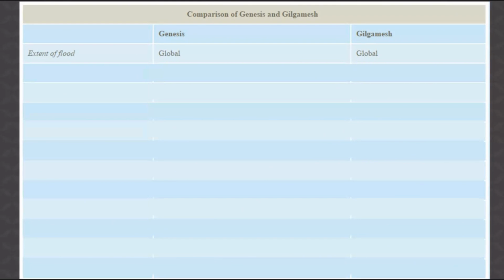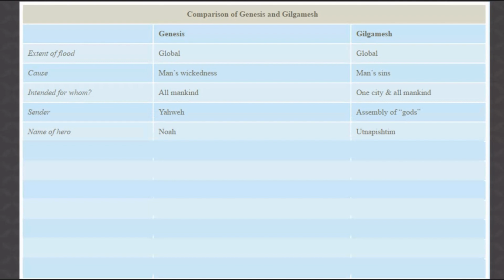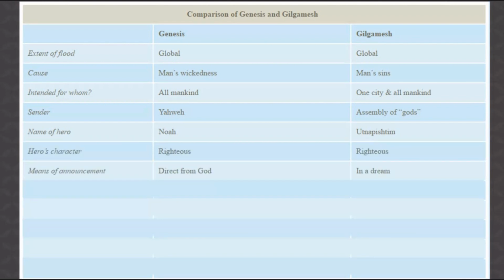In Genesis, the extent of the flood was global, so was Gilgamesh. The cause, both were either man's wickedness or man's sins. It was intended for all mankind in Genesis; in Gilgamesh, one city and all mankind. The sender, Yahweh, an assembly of gods. The name of the hero, Noah and Utnapishtim. And then righteousness was the hero's character. Means of announcement, Genesis direct from God, Gilgamesh in a dream.